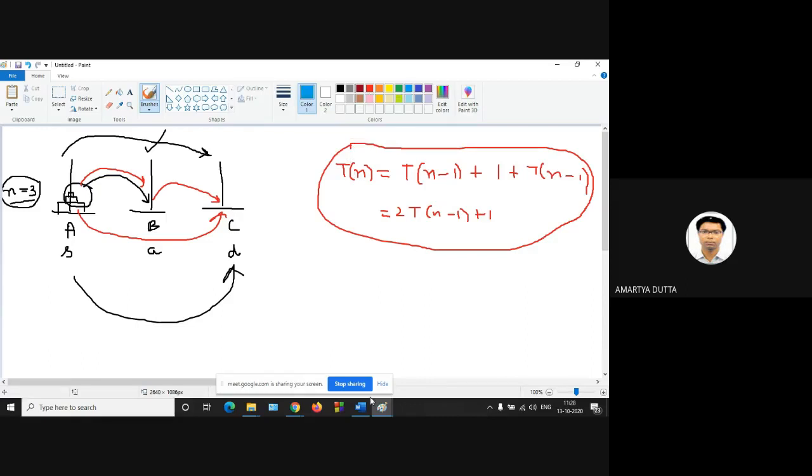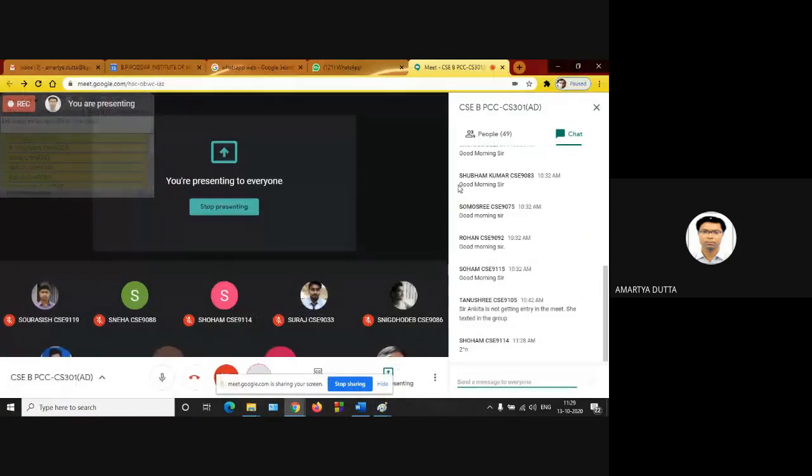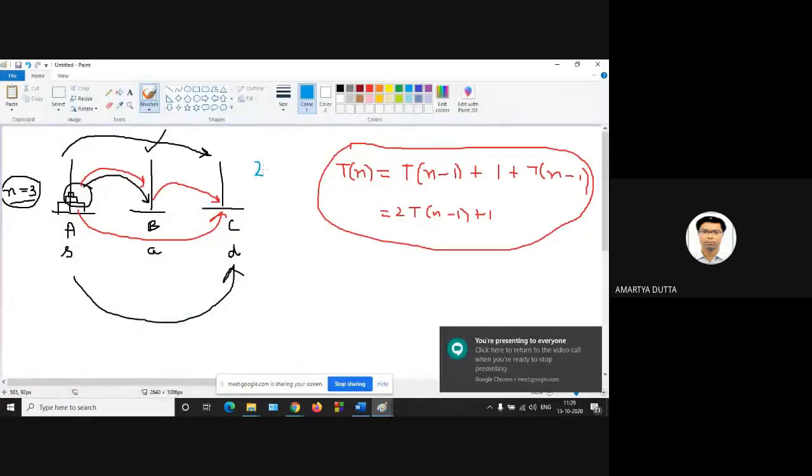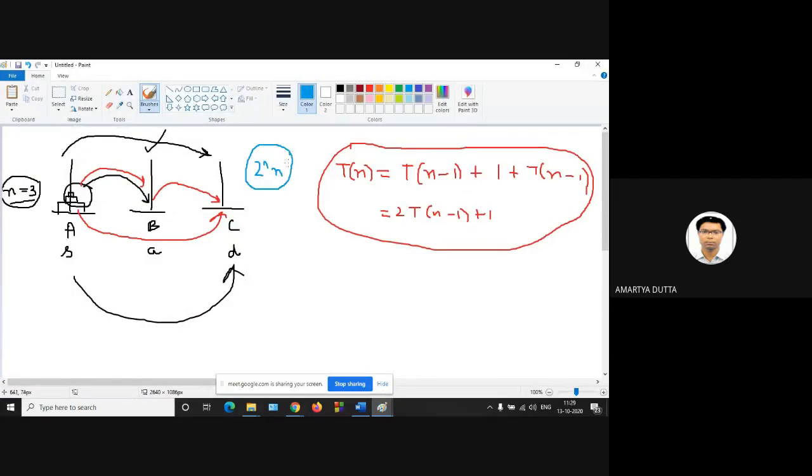How can we solve this Tower of Hanoi problem? What will be the complexity of Tower of Hanoi? Any idea? Am I audible? Yes, sir, you are audible. Yes, 2 to the power n. After solving this particular recurrence, you can get this time complexity, 2 to the power n.